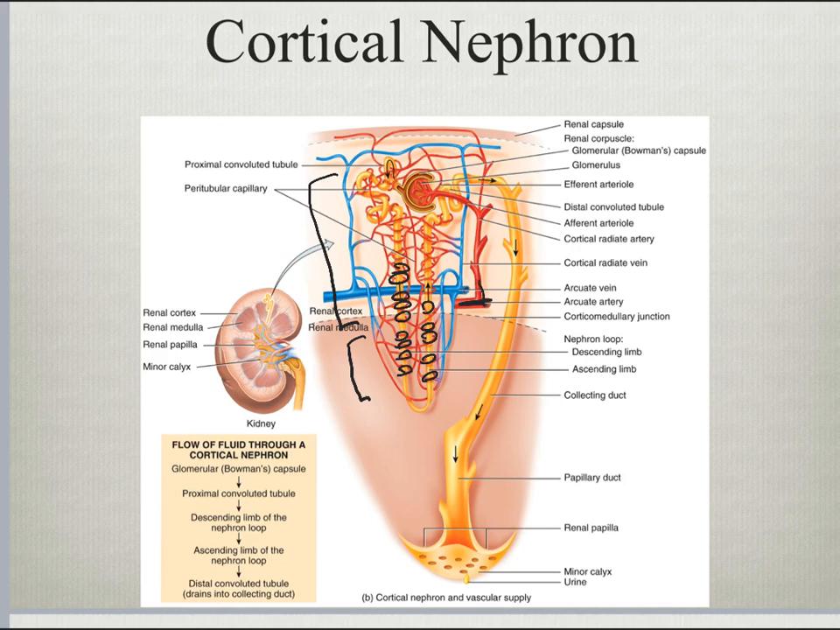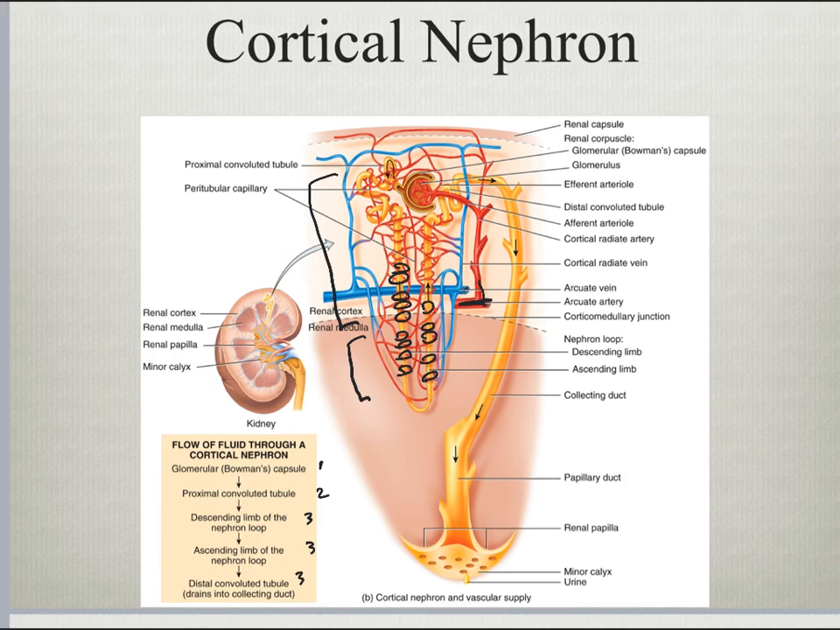So if we look at flow of fluid through a cortical nephron, we go to our 1, Bowman's capsule or glomerular capsule, 2, the proximal convoluted tubule. We come down the descending limb, back up the ascending limb, and then we hit the distal convoluted tubule.